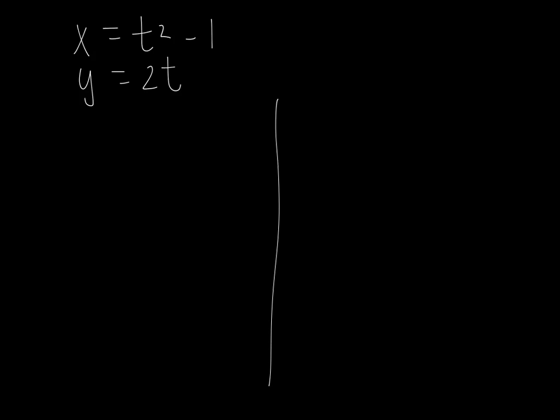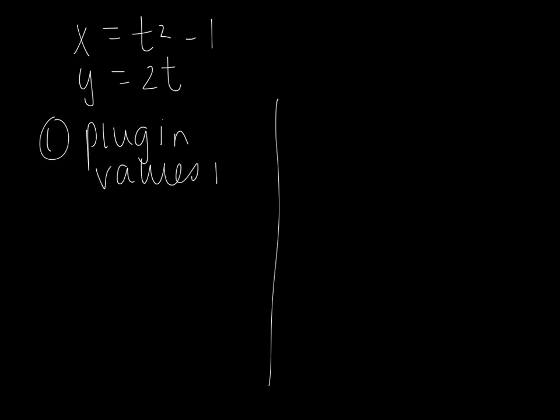Now that we've defined what a parameter is in a parametric equation, there are two ways you could figure out how to graph this. You're given two equations, let's say x equals t squared minus 1 and y equals 2t. You could either first just start plugging in values for t arbitrarily, and then take those and plot them.